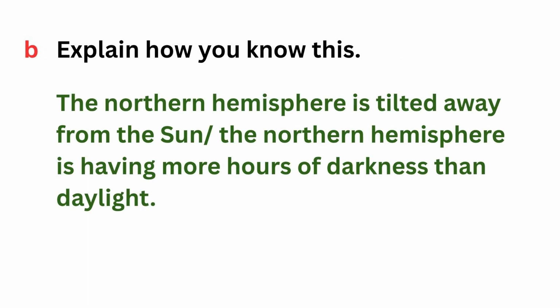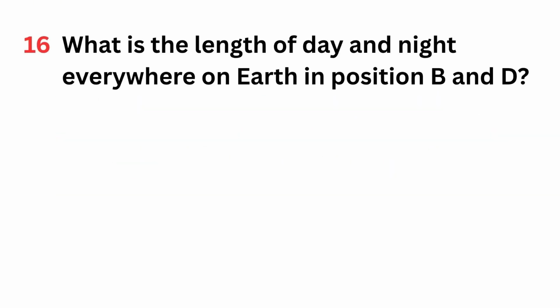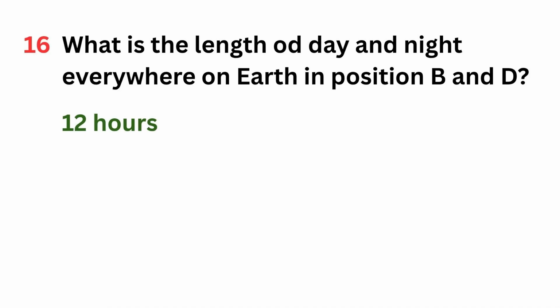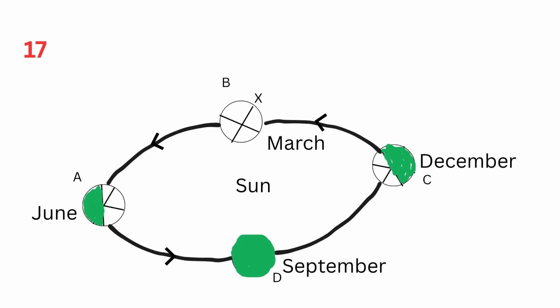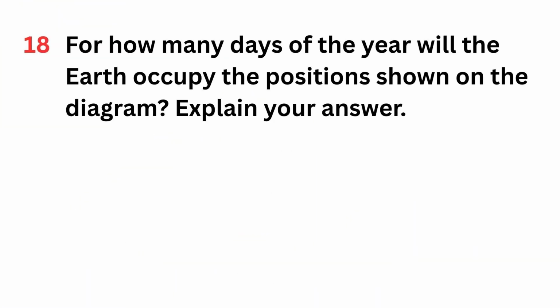The Northern Hemisphere is tilted away from the Sun, or the Northern Hemisphere is having more hours of darkness than daylight. Question 16. What is the length of day and night everywhere on Earth in position B and D? 12 hours. Question 17. On the diagram, label the month that each Earth represents. Question 18. For how many days of the year will the Earth occupy the positions shown on the diagram?